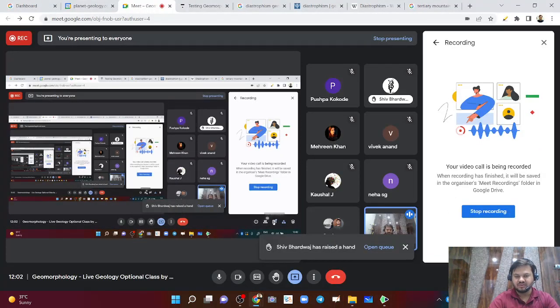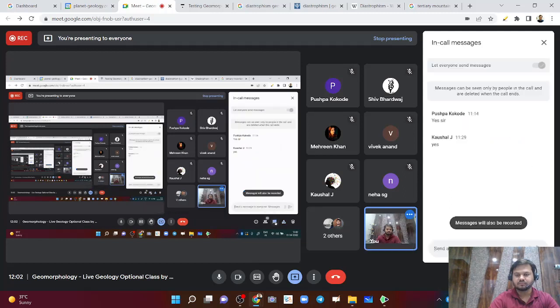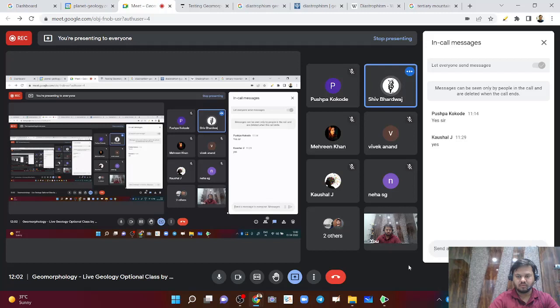Okay, there is some question. Yes, Shiv, you want to ask something? So gravity is a endogenic component or exogenic component? Actually, gravity is both, right? Gravity operates everywhere. Gravity also operates inside, it also operates outside, right? It is the center of mass, we say, which is basically pulling.